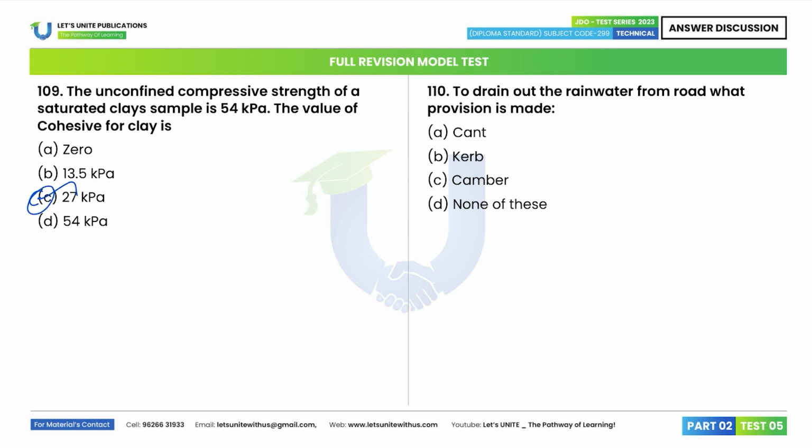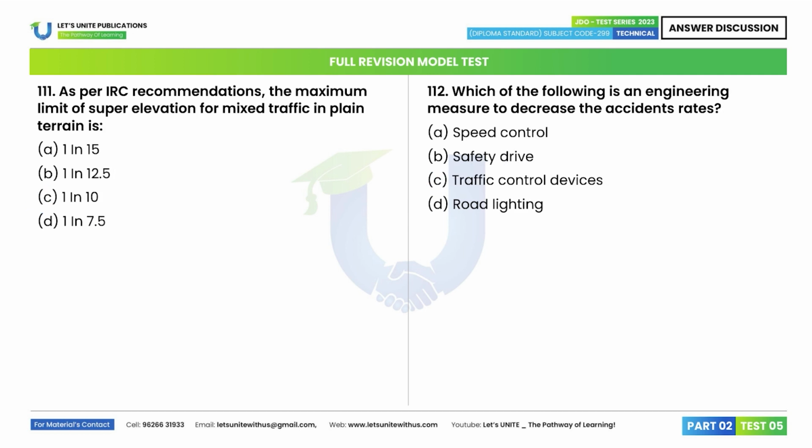Option C. Next 110. To drain out the rainwater from road, what provision is made? Camber. Option C. Next 111. As per IRC recommendations, the maximum limit of super elevation for mixed traffic in plain terrain is 1 in 50. Option D. Next 112. Which of the following is an engineering measure to decrease the accident rates? Traffic control devices. Option C.